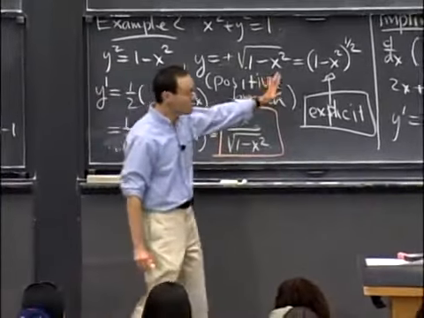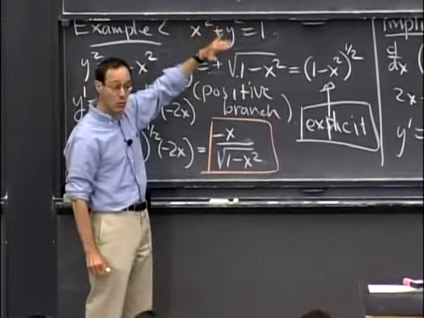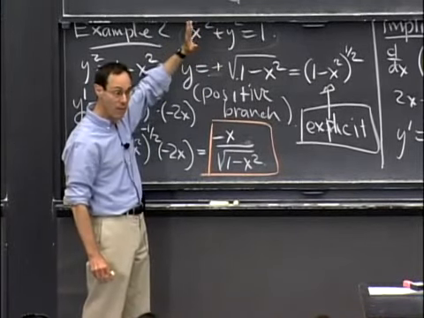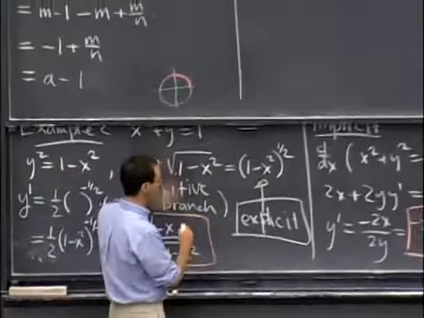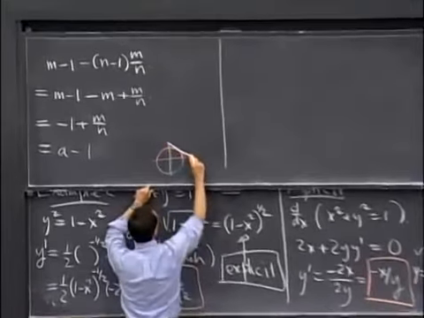So actually, the implicit method is a little better. It doesn't even notice the difference between the branches. It does the job on both the top and the bottom half. Another way of saying that is that you're calculating the slopes here. So let's look at this picture.